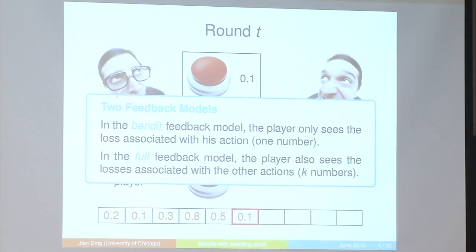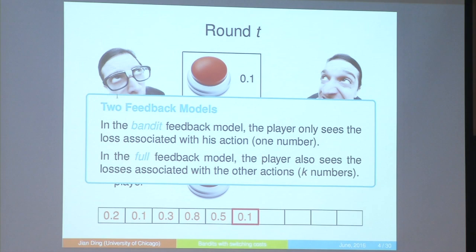And classically, there are two feedback models. In one of them, the player only finds out the loss for the action he chose, for the action he takes. If he didn't take some action, he's never going to find out the loss value of that action in that round. This is called the bandit feedback model. And the other model, this is another extreme, is called the full feedback model. No matter whether the player plays an action or not, the player always sees the loss value of all the actions.